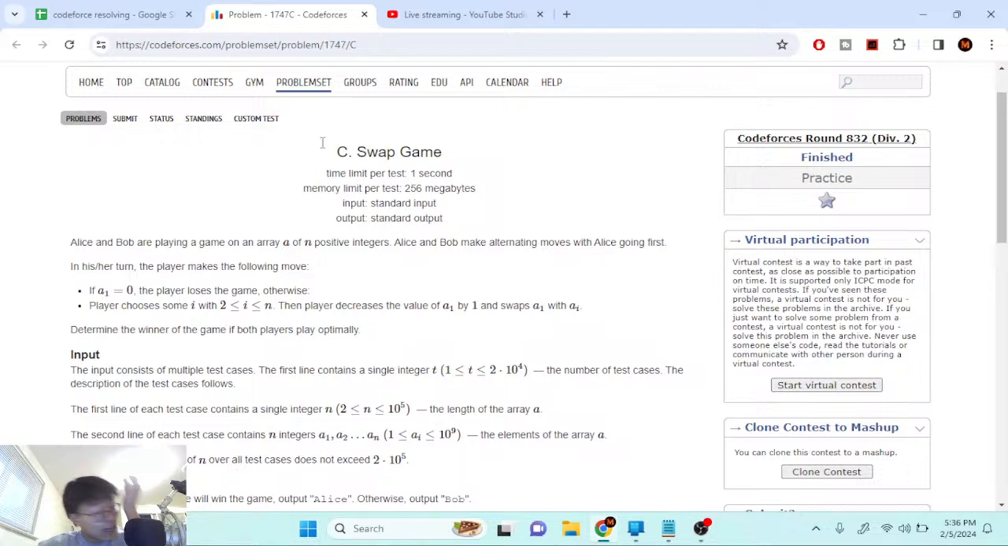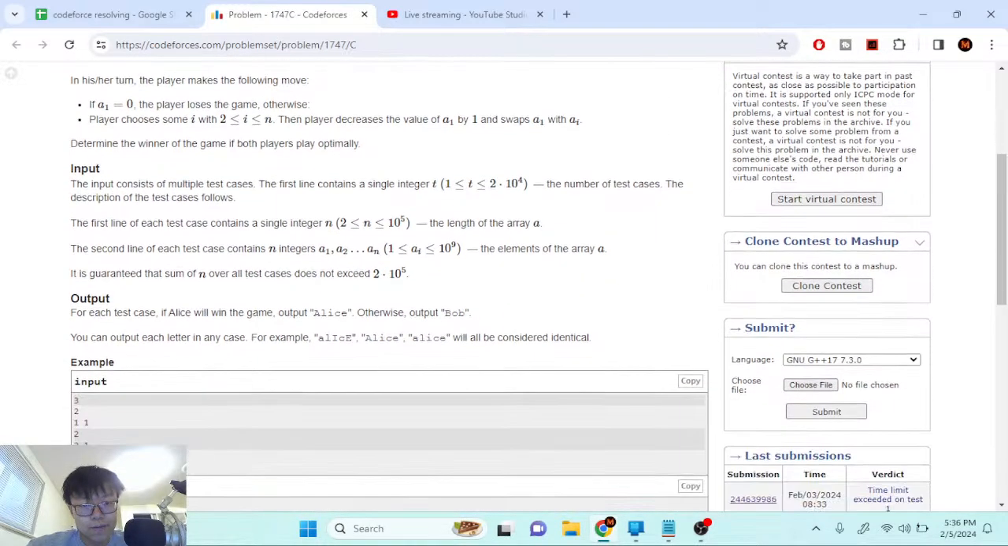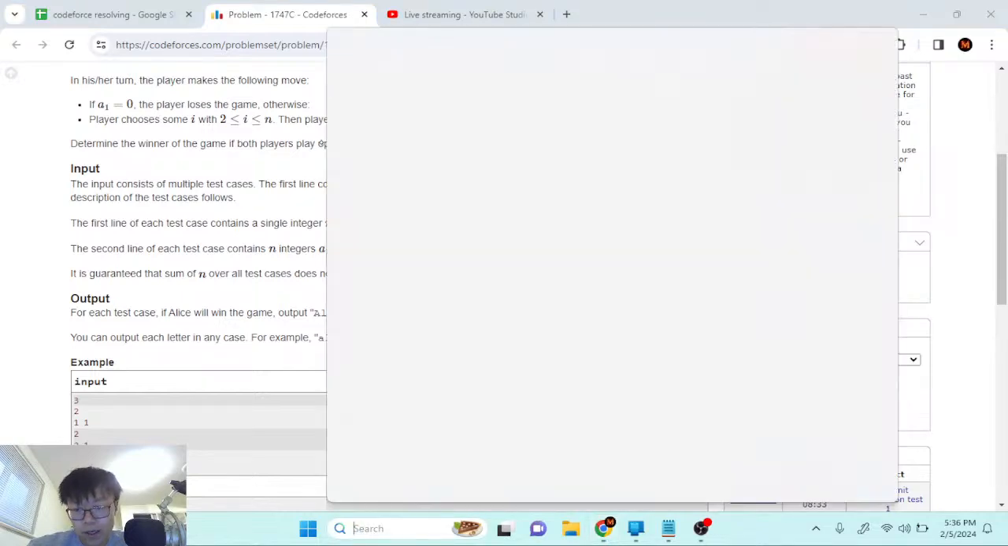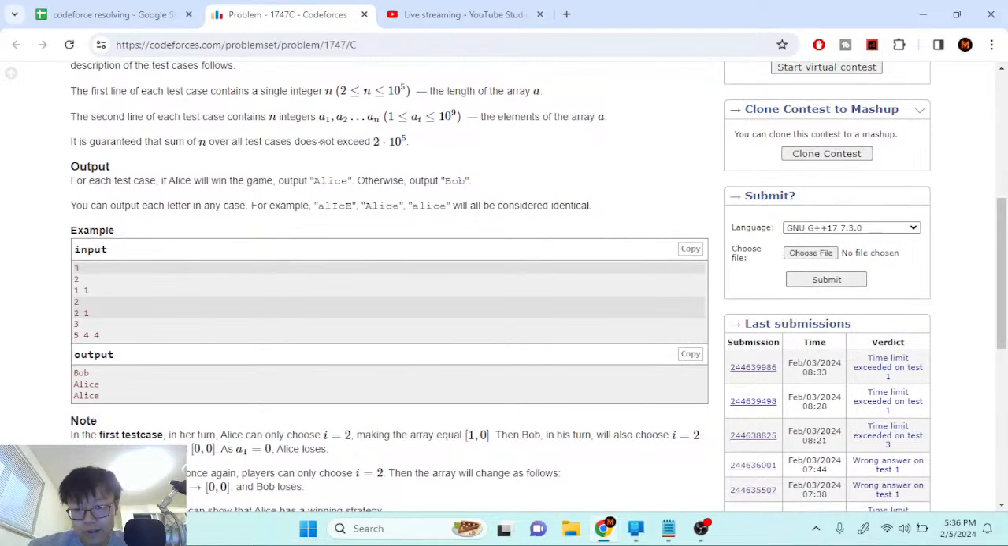Swap game. So, last time we figured out that if you find the smallest number and you swap it, and you keep decreasing it by one, in the end, you'll be able to get to the right number, right? But the biggest question is how do you make this more efficient? Because that's something that we could not figure out.